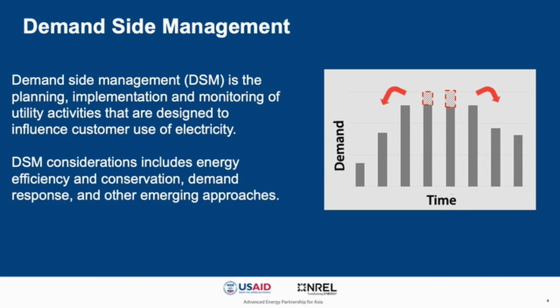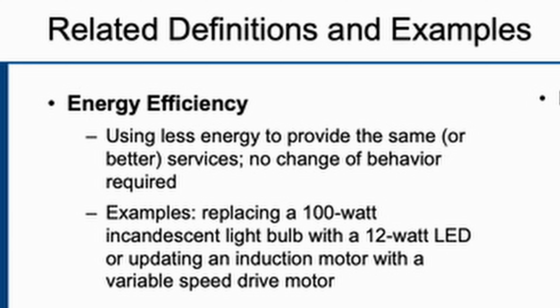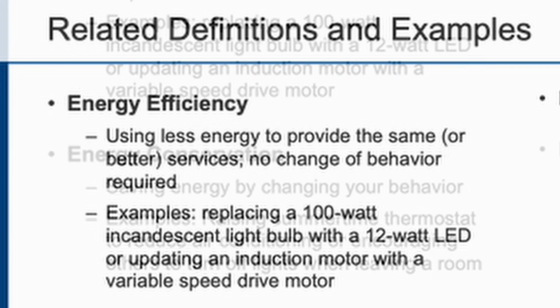Related definitions and examples in this domain include the concept of energy efficiency, where you are using less energy to provide the same or even better services. And energy efficiency typically requires no change of behavior among consumers. An example of energy efficiency is replacing a 100-watt incandescent light bulb with a 12-watt light-emitting diode, or in an industrial setting, updating an induction motor with a variable speed drive motor.